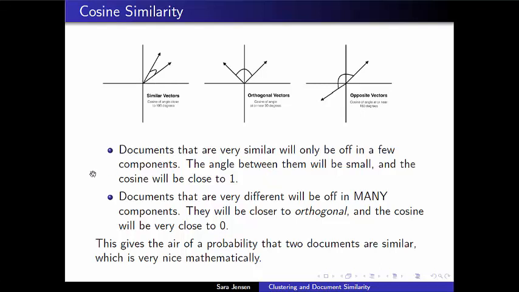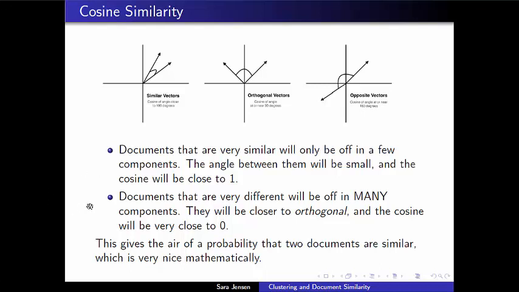When we take the cosine of a very small value, we get something that's very close to 1. And so we could interpret that as a probability that these two vectors or these two documents are very similar, because there's very little angle between them. That means they're very similar, and that's a high probability that they are similar documents.